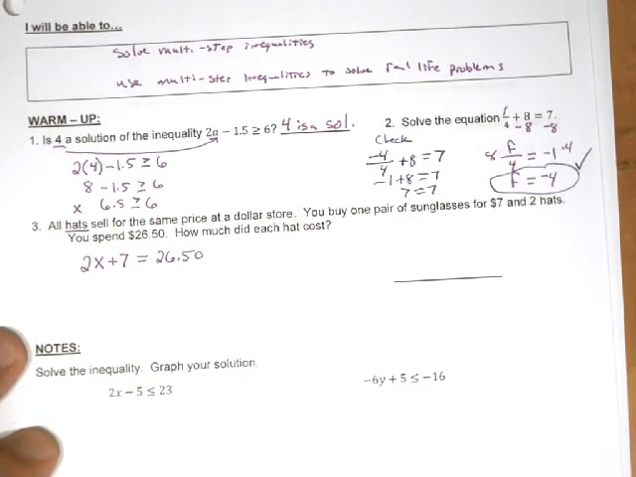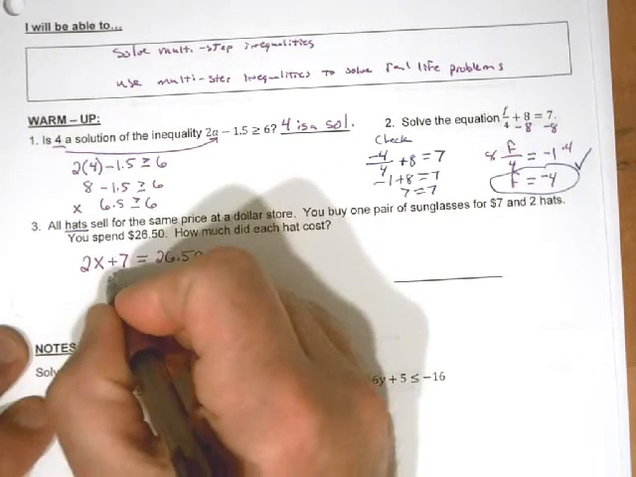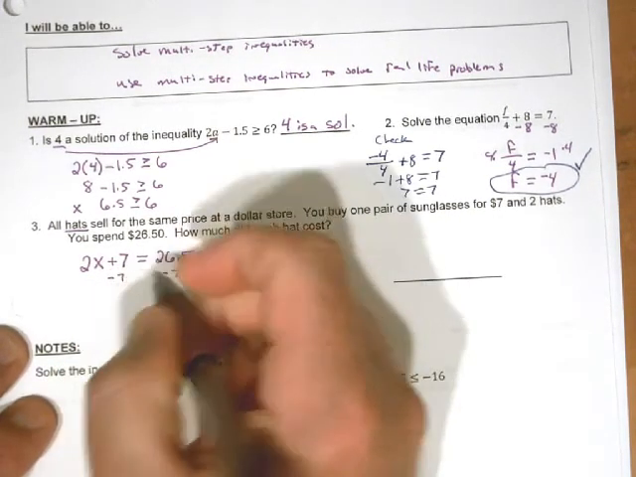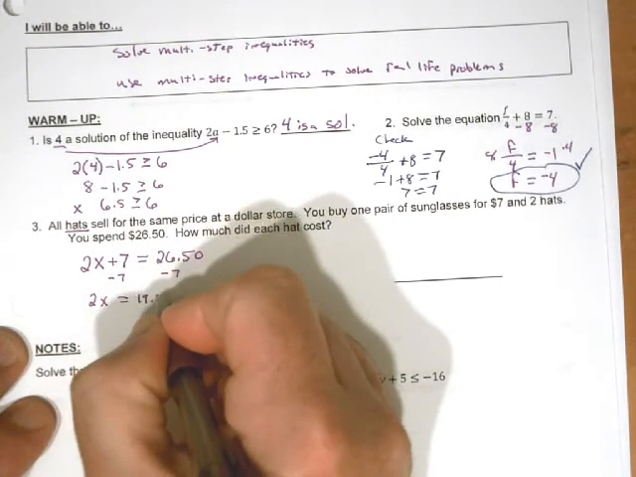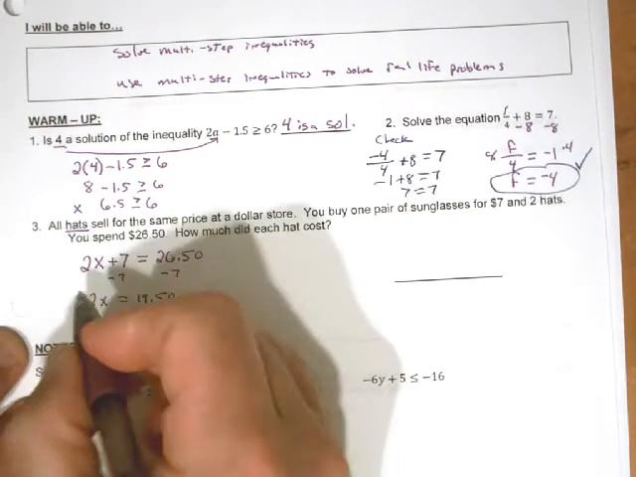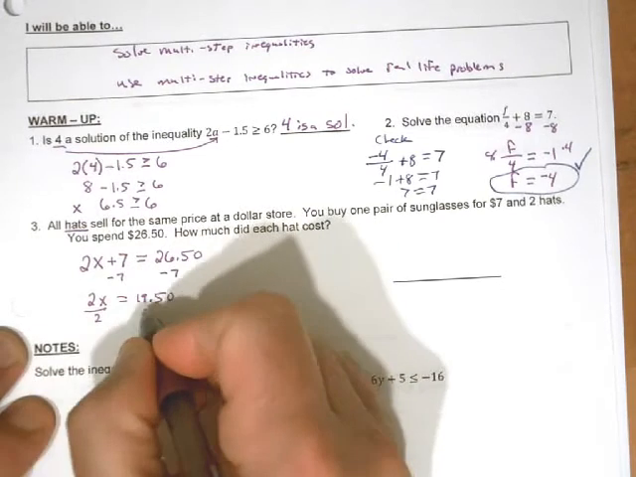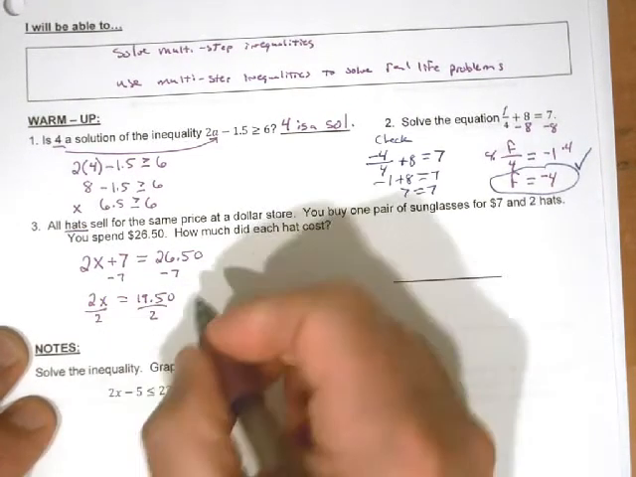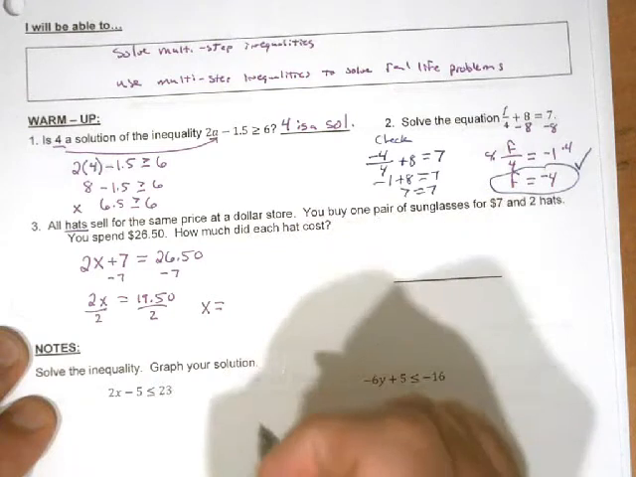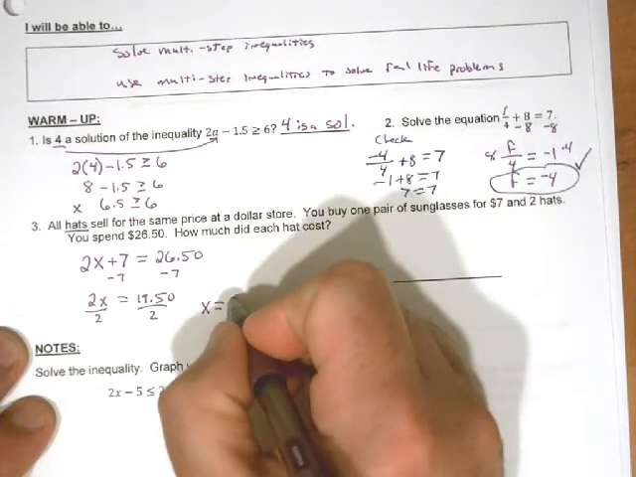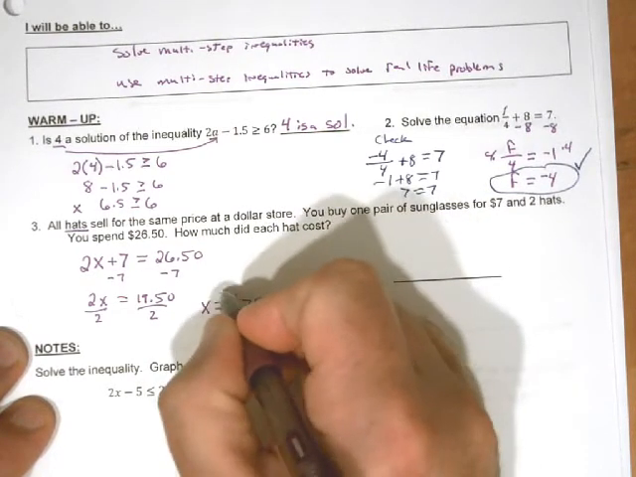So we actually have an equation here that is equal on both sides, and then we go through and start solving. So minus 7 from both sides. So we get 2x equals 19.50. And then divide by 2 on both sides. And we get an x that comes out to an answer of 9.75.